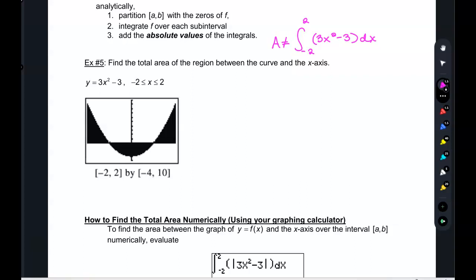But now what I want to do is I want to split it up. So first of all, I want to figure out what are the zeros. So where is 3x squared minus 3 equal to 0? X is plus or minus 1. So here, x is negative 1. Here, x is positive 1. Okay, so what we're going to do is we want to integrate each subinterval. So from -2 to -1, -1 to 1, and 1 to 2. And then we're going to take the absolute value of the integrals. Now, technically, we only have to do one absolute value. And that would be for this one here.